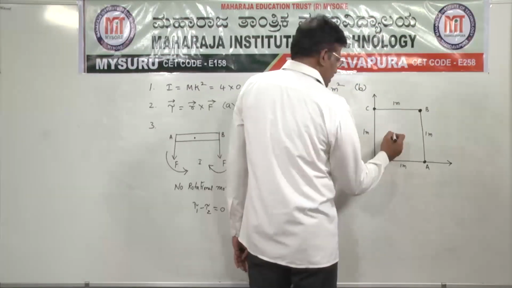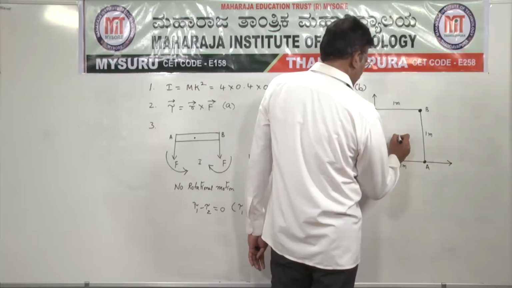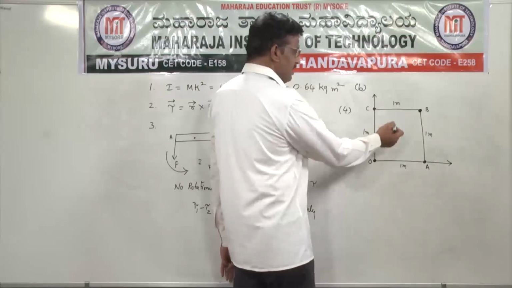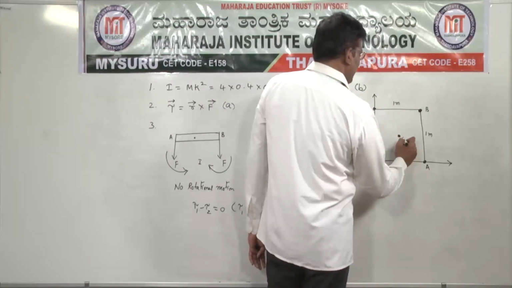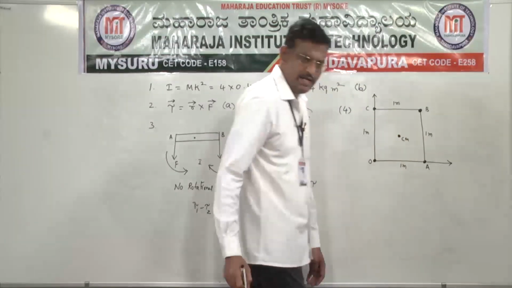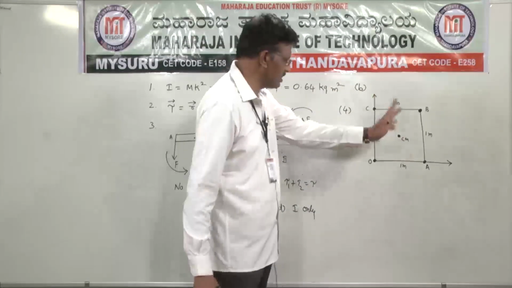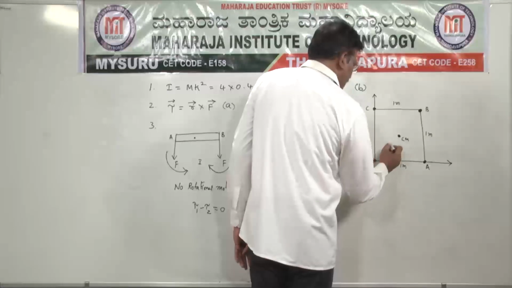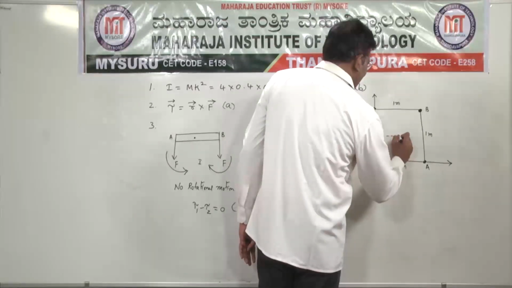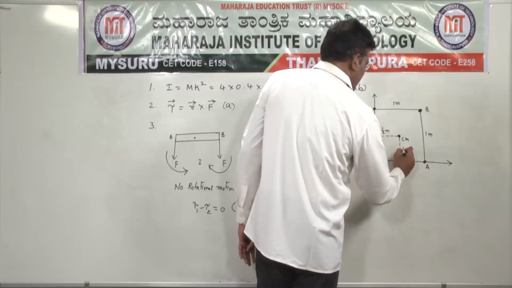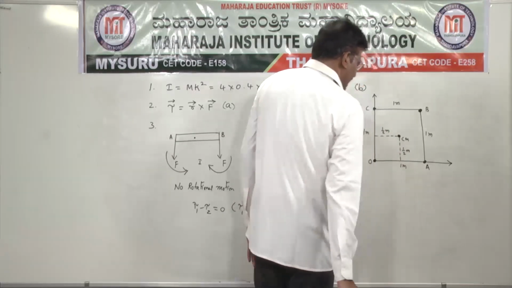And what is the position vector of center of mass? Say center of mass, it is a symmetrical shape, so that center of mass is nothing but the point of intersection of diagonals. That is the center of mass for this square. So this center of mass is exactly located at half meter from the y-axis and half meter from the x-axis.